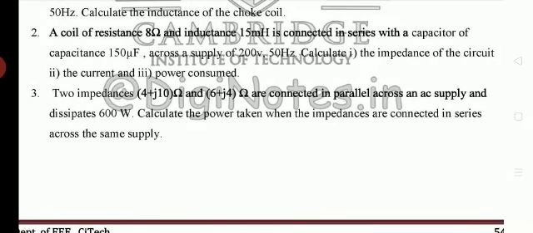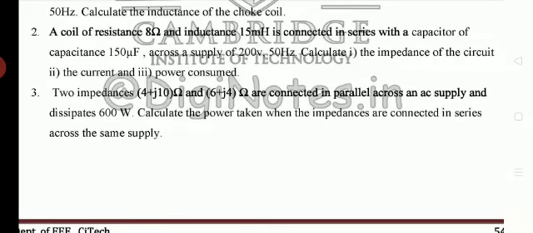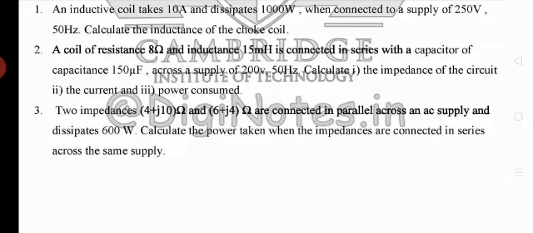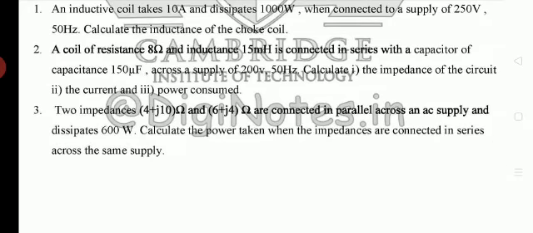Here the impedances are given in rectangular form. Usually in AC, sometimes they'll give you the direct value, or impedance is represented in two forms: one is polar form, another is rectangular form. I'll try to make one more video on this: what we mean by rectangular form, what we mean by polar form, and how to solve such problems. This is a parallel combination, and it is also a very important type of problem that we'll discuss in the next video. Thank you.